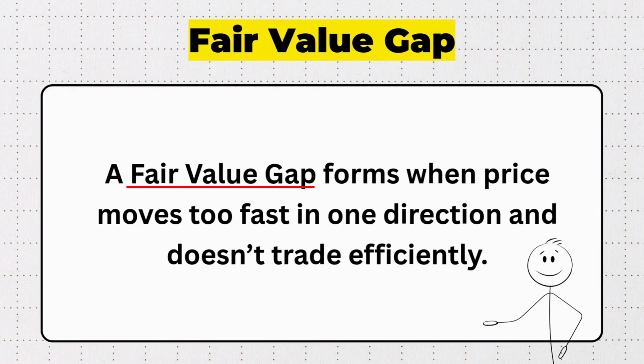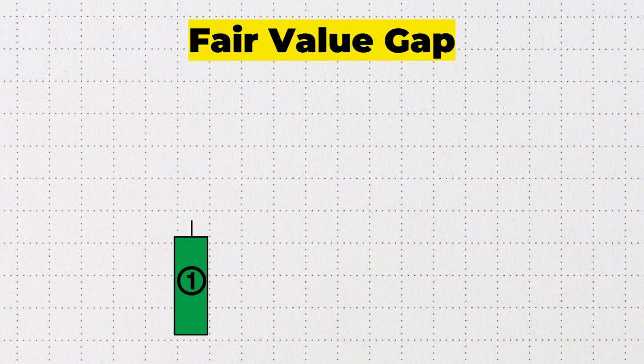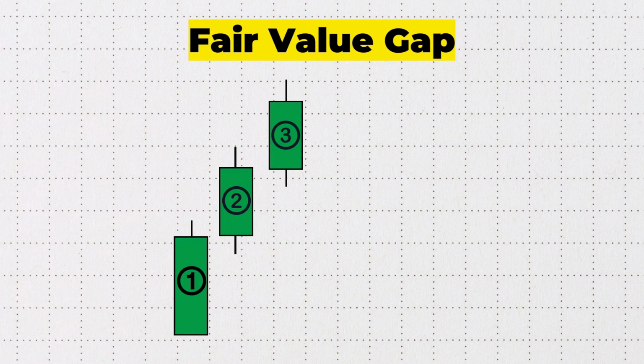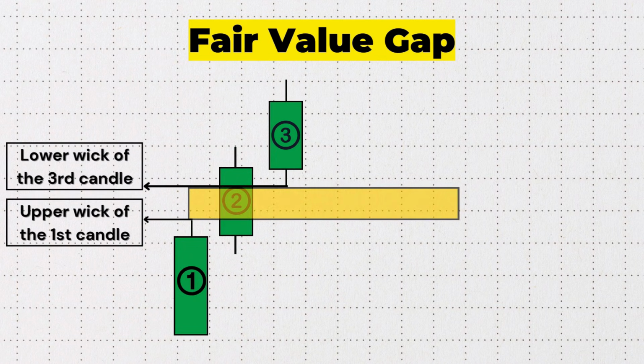A fair value gap forms when price moves too fast in one direction and doesn't trade efficiently. On the charts, this appears as a 3-candle pattern. The first candle starts the move, the second and the third candles continue the move. The fair value gap itself sits between the first and third candles where their wicks do not overlap. That empty space is created by the second candle's aggressive push.